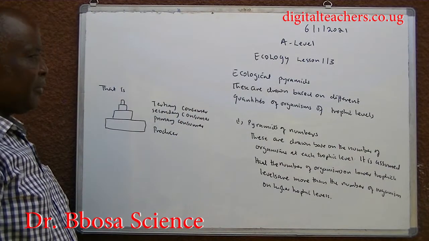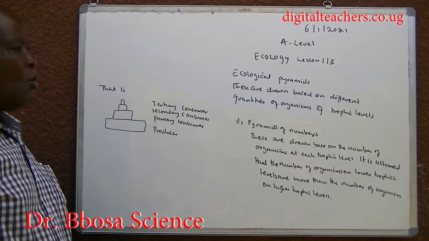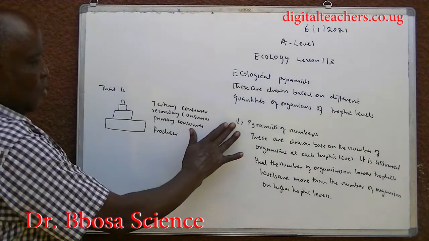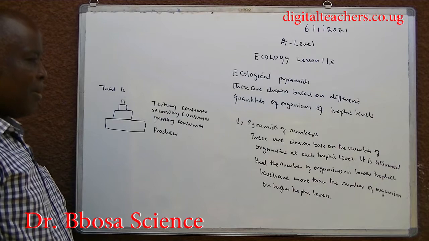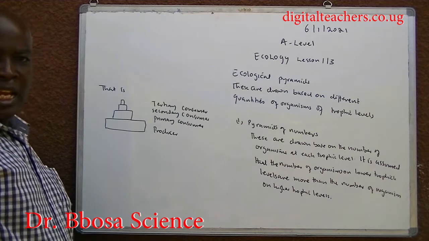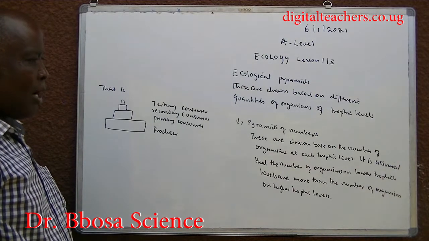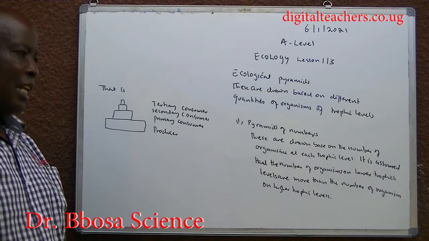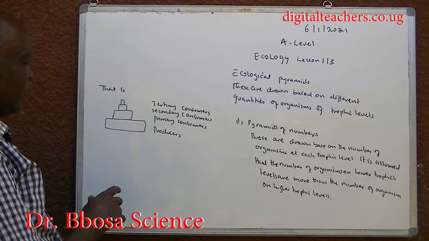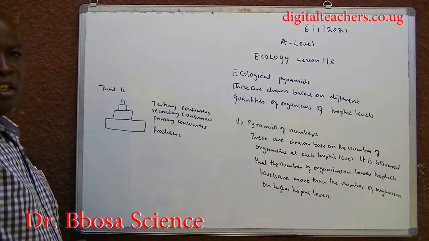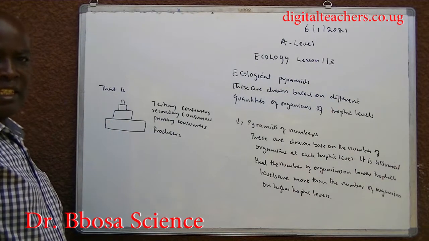Ecological pyramids. These are drawn based on different quantities of organisms of trophic levels. 1. Pyramids of numbers. These are drawn based on the number of organisms at each trophic level. It is assumed that the number of organisms on lower trophic levels are more than the number of organisms on higher trophic levels. That is, producers are more than primary consumers, are more than secondary consumers, are more than tertiary consumers.